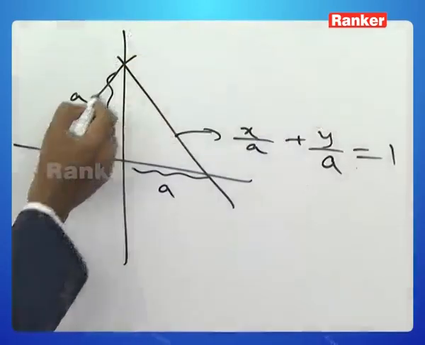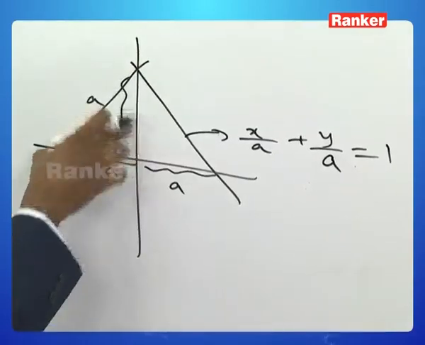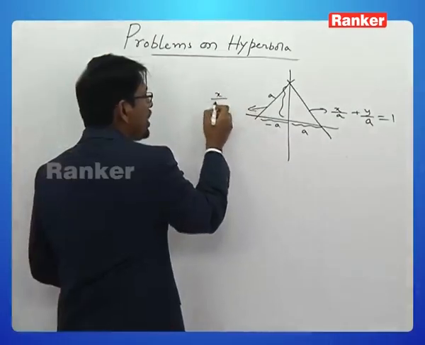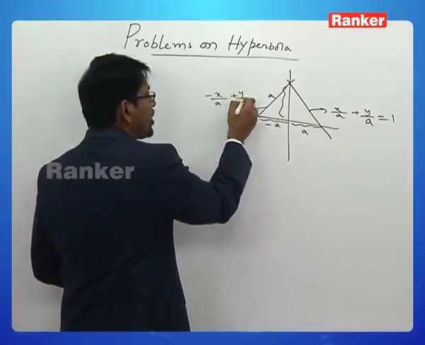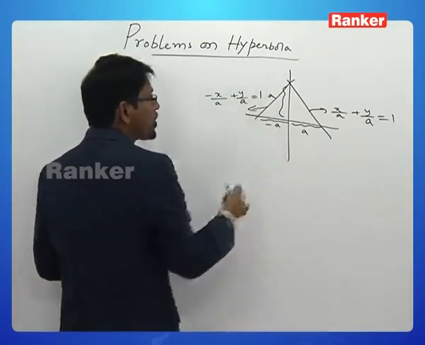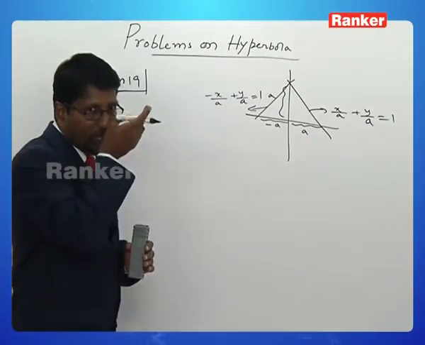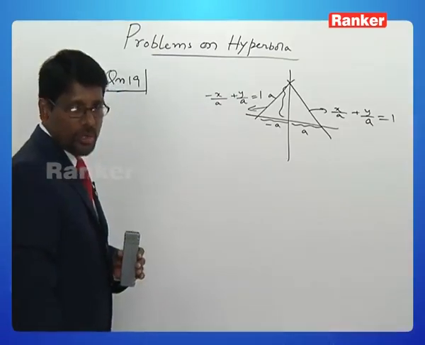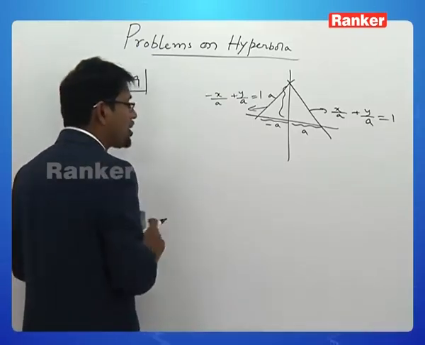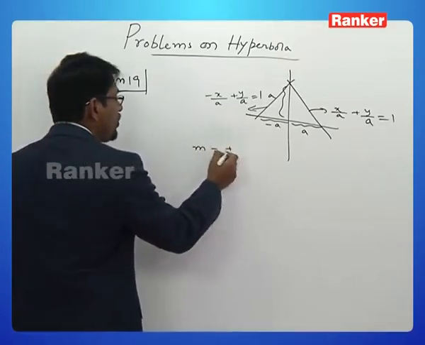You could have a line like this making equal intercepts here. This is −a and a. The length is the same. So what would this line have been? This would have been −x/a + y/a = 1, and that makes the slope 1 here. So when a line is making equal intercepts with the x-axis and y-axis, its slope has to be either +1 or −1. Now we are interested in the tangents with slope +1 or −1, so m has to be +1 or −1.